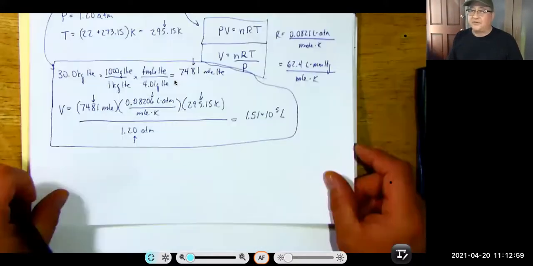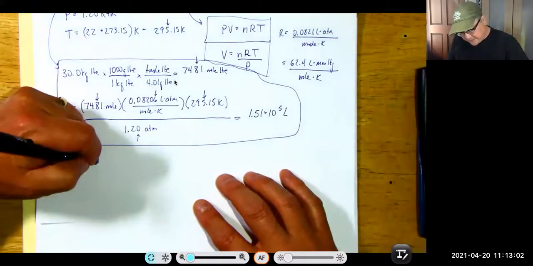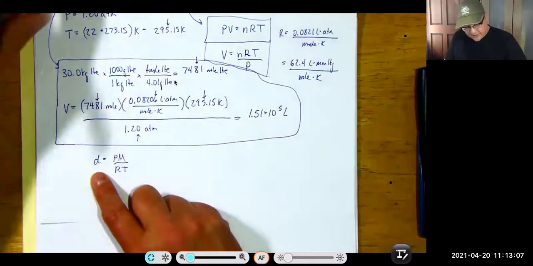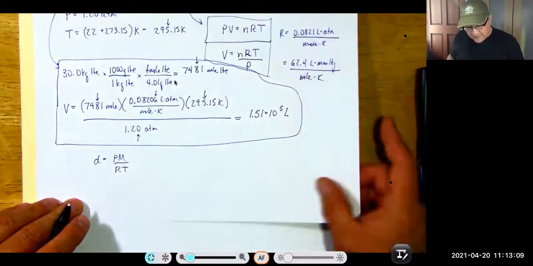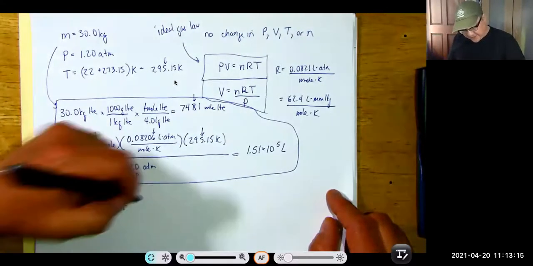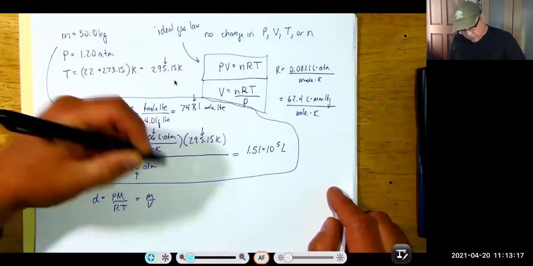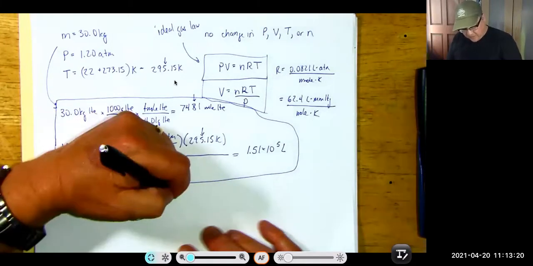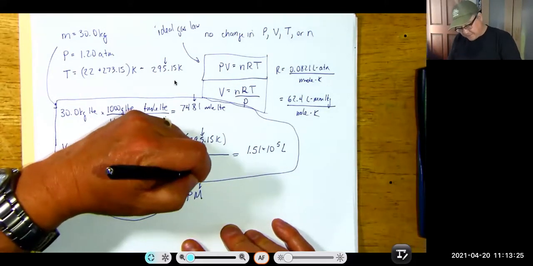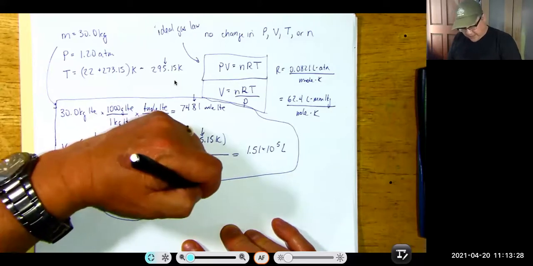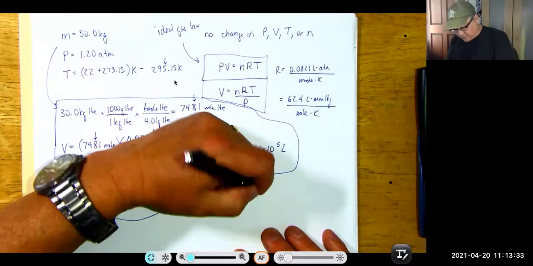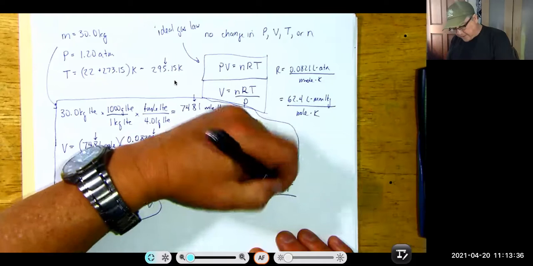Okay, there is another equation. I'm trying to remember it. Density is PM over RT, so that's the density of the gas. Actually, we can't do that for this one because we need the volume. The density of the gas is equal to mass divided by volume. If we put all of that together, we get volume times P times M, where M is molar mass, is equal to mRT. So here we get that the volume is equal to mRT over PM.